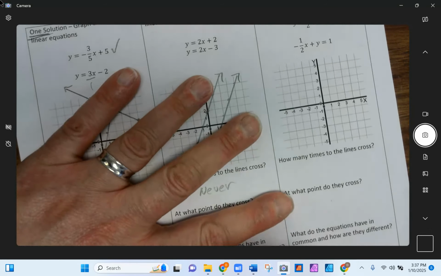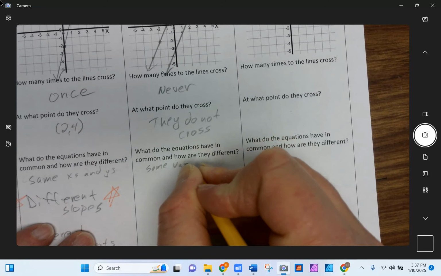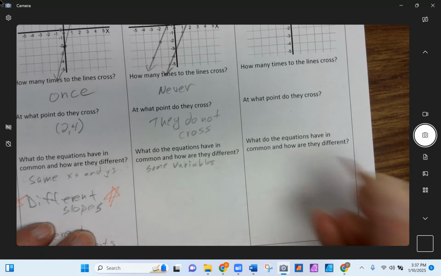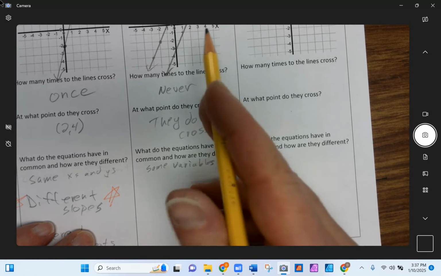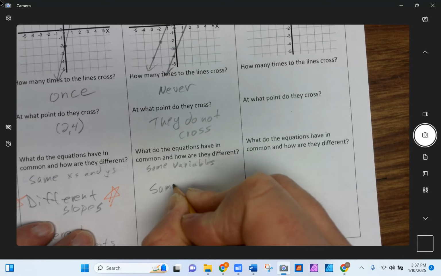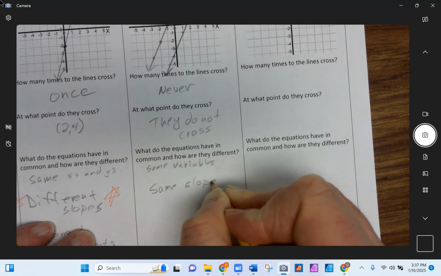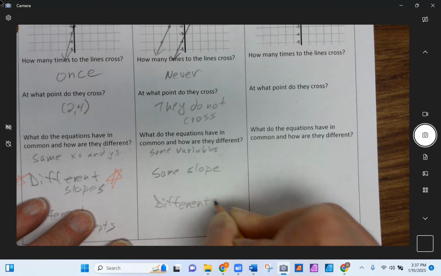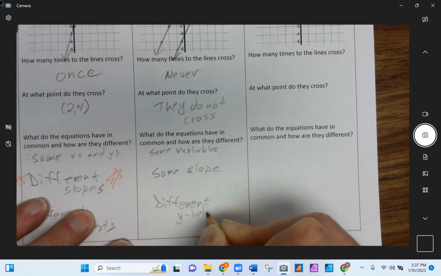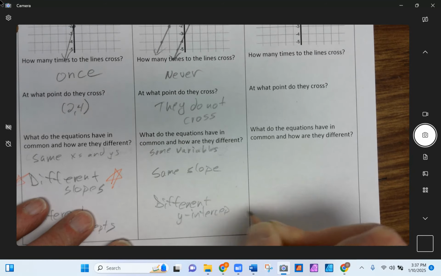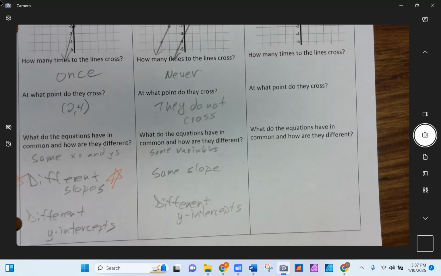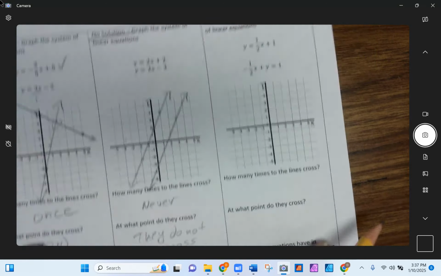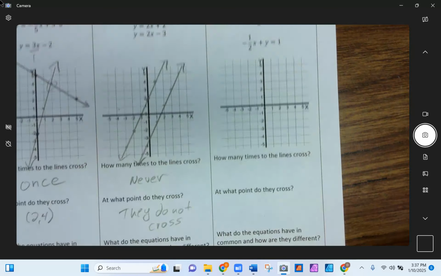Actually, I like the same x's and y's. That's kind of a Mickey Mouse way to say it. Same variables. Okay, what do they have the same? They have the same slope as well, but they have different y-intercepts, right? And that's the specific characteristic of systems of equations that have no solutions: they have the same slope and different y-intercepts, right? Okay.